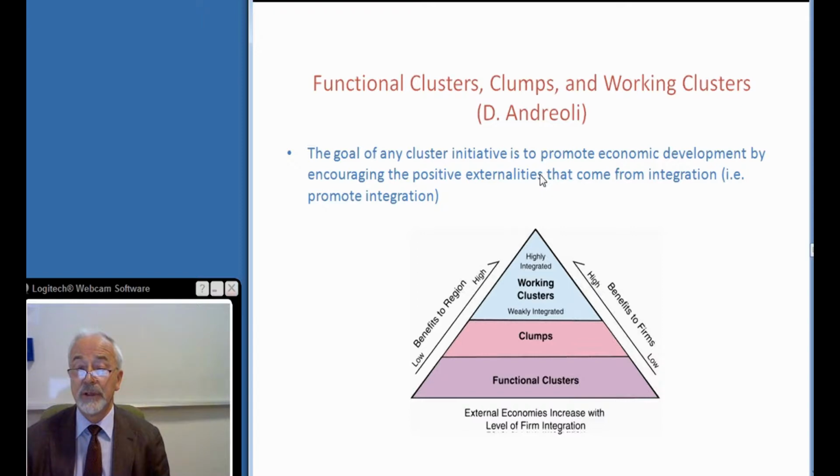The cluster initiatives we see in the United States are a worldwide movement. The cluster initiatives have the Competitiveness Institute, which is already 16 years old. So this is an interesting network. You see the integration growing from functional clusters to CRAMS to working clusters, which create optimal benefits for regions and for the firms.